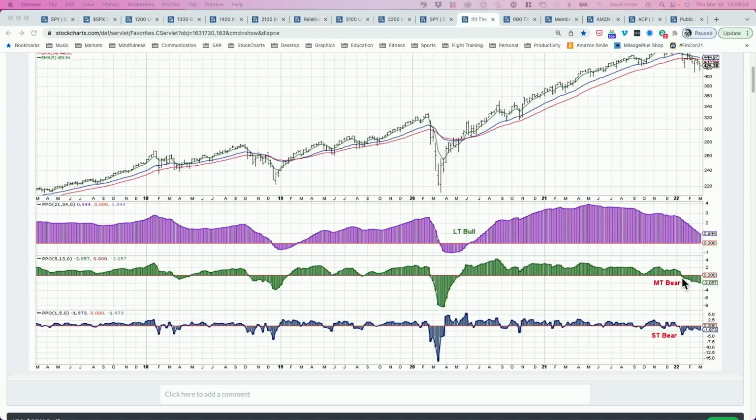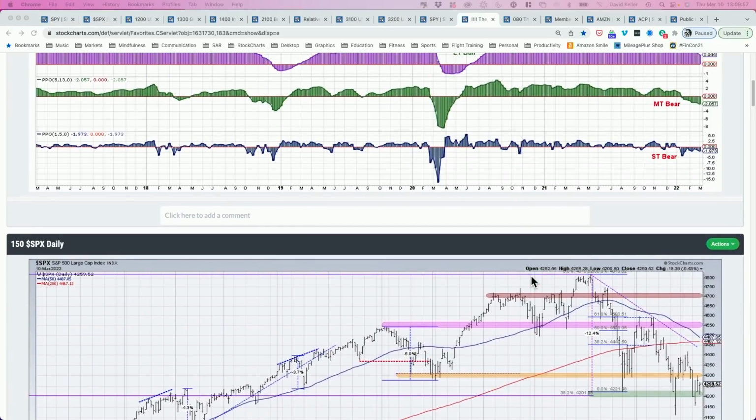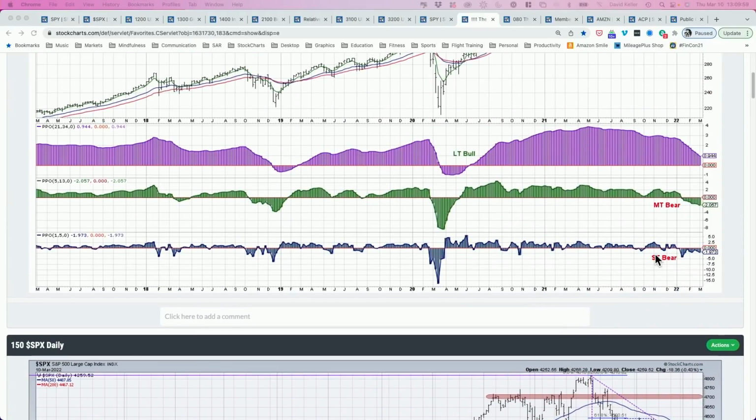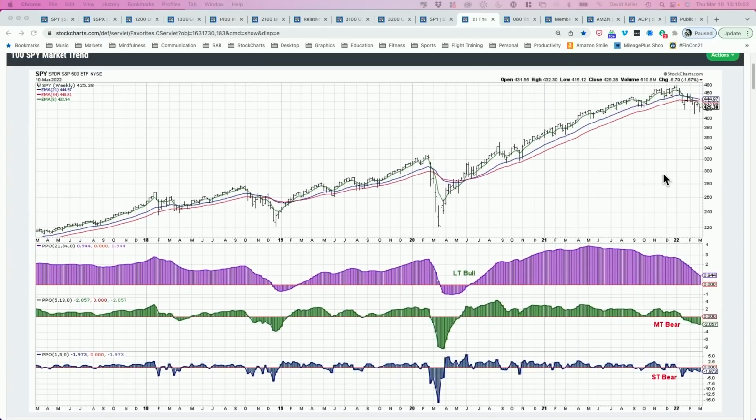Medium-term model, pretty much impossible to turn bullish, although we could start to narrow it and get a little less bearish. So overall, I would assume the model remains consistent, short-term and medium-term bearish, long-term bullish, and that's about how the market feels right now. And again, this model for me was meant to mirror the subjective analysis I was doing looking at a bunch of charts like this.